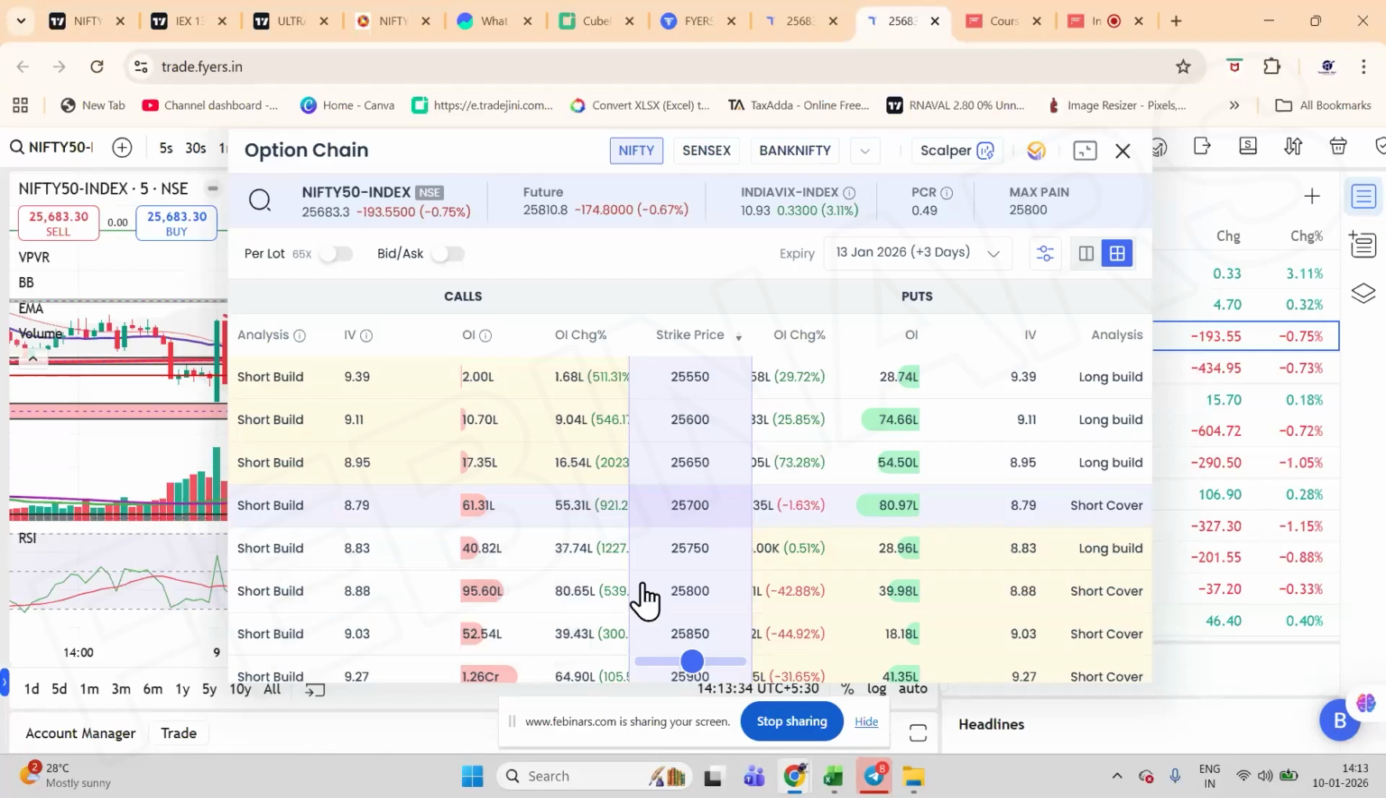How to analyze that? Because the short build up on the call side has been done. At 25,750 in the money, long build up is there. Short was built at 25,700. Short covering has happened. Even if it starts falling, more short covering will happen. Short cover has happened in different strikes, 25,800, 25,850, 900. Long build up is seen from 25,750 in the money call option.